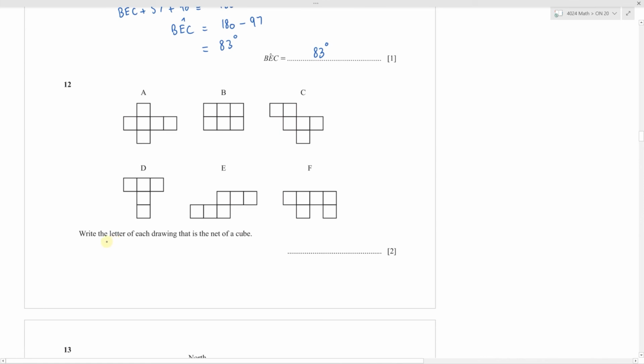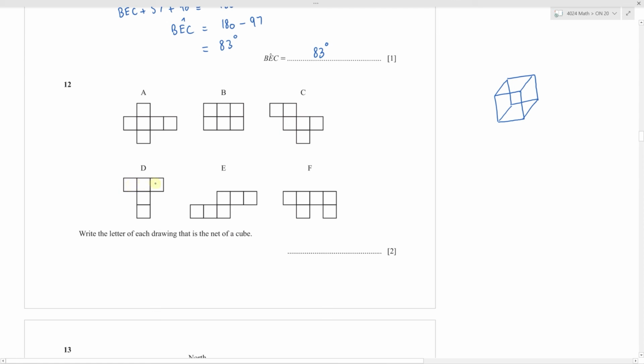Question number 12 is, you're given some nets. Write the letter of each drawing that is the net of a cube. So let's first draw what a cube looks like. So this will be my front face of the cube. This is the back, and this will be my cube. So there are 6 faces: front, back, right, left side, top here, and the bottom. So there are 6 sides for this cube. So that means any of these drawings which do not have 6 of these squares will not be a net for a cube.